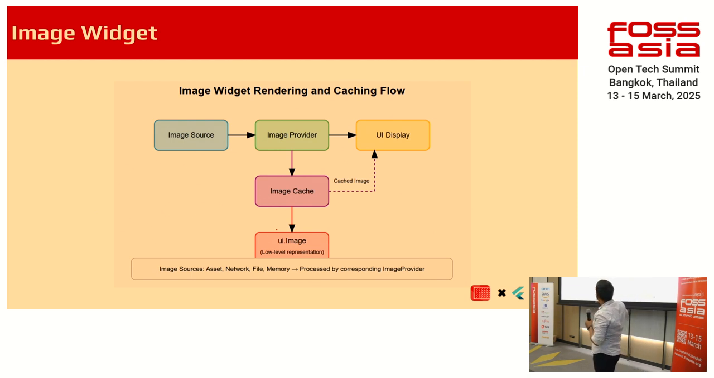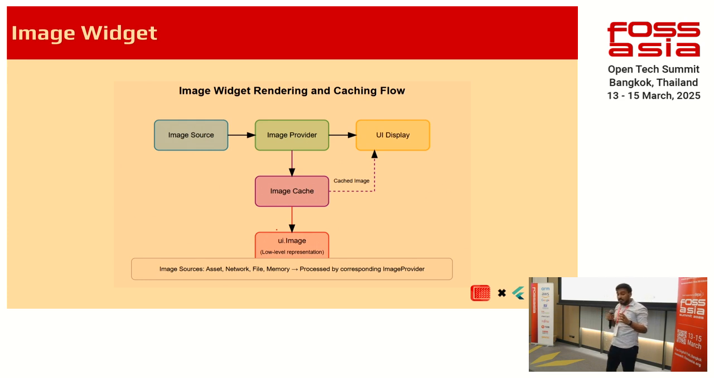So what does it do? We take an image source. Image source could be asset, network, all those constructors that I've discussed just right now. So the image goes to an image provider, and the image provider will always check the image cache first. It tries to find whether that image is already in the cache or not. If it is in the cache, it directly displays it to the screen. If somehow it does not find the image in the cache, then it goes to the UI.image class of Dart, and then it renders the image and displays it to the screen.